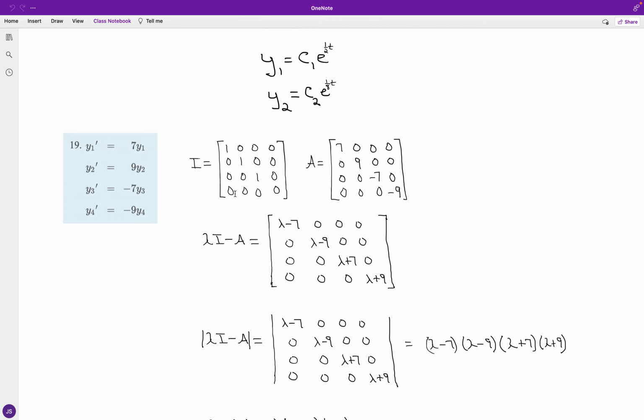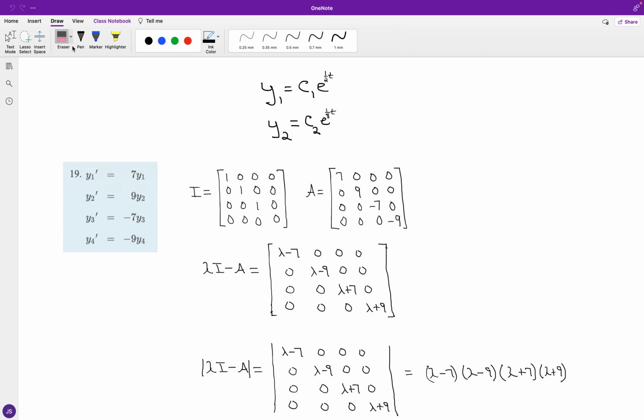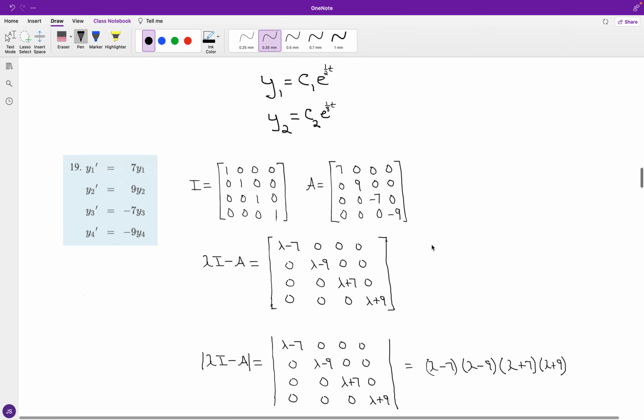And so we're going to have our identity matrix, with a diagonal array of 1s in the midst of zeros, and that should be a 1 at the bottom. And for the coefficient matrix, we have 7 y sub 1 exclusively as the only non-zero term in the first row. Next row we have only 9 y sub 2. Next we have negative 7. And then the last we have negative 9.